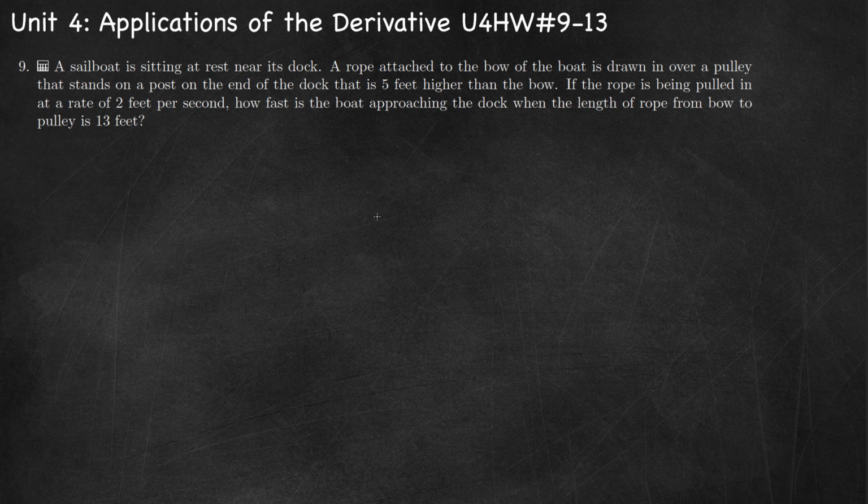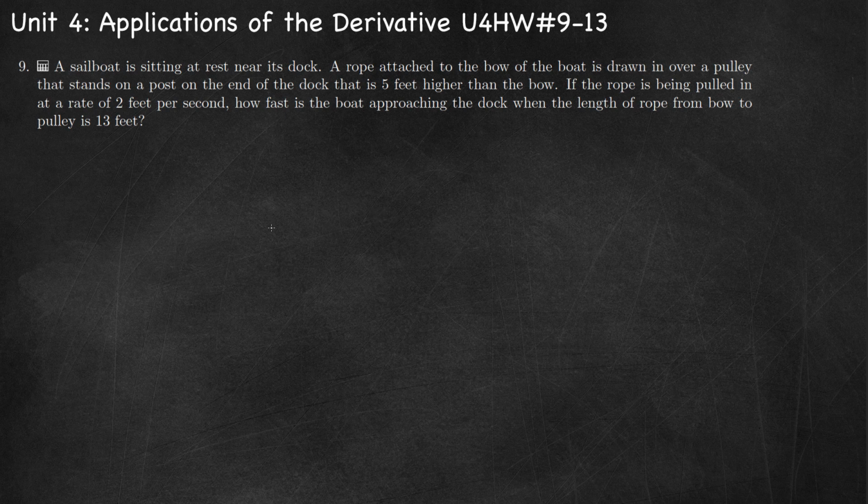Number 9: a sailboat is sitting at rest near its dock. A rope attached to the bow of the boat is drawn in over a pulley that stands on a post on the end of the dock that is 5 feet higher than the bow. If the rope is being pulled in at a rate of 2 feet per second, how fast is the boat approaching the dock when the length of rope from bow to pulley is 13 feet?